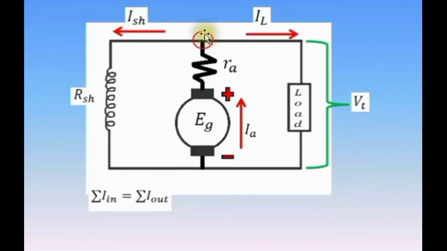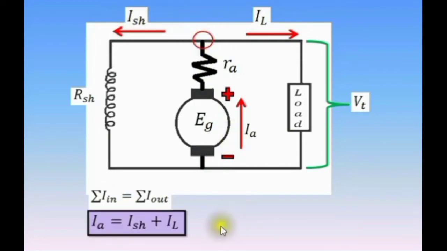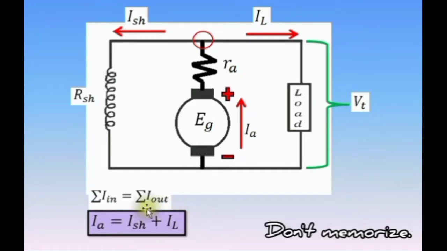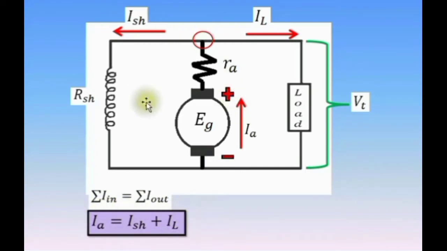At this node, using Kirchhoff's current law, we have summation of current in equals summation of current out. Only the armature current is entering this node. Then the load current and shunt field current are exiting this node. Therefore, we have armature current equals shunt field current plus load current. This is our first equation, which in most of the computations involving DC generators is needed. But of course, do not memorize this equation because you do not need to. It is only derived by analyzing this circuit.